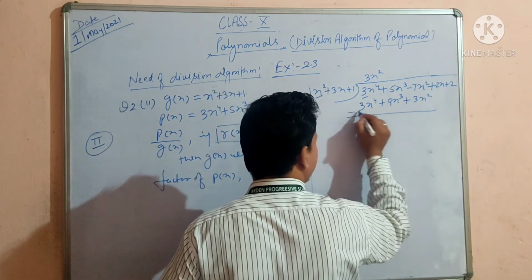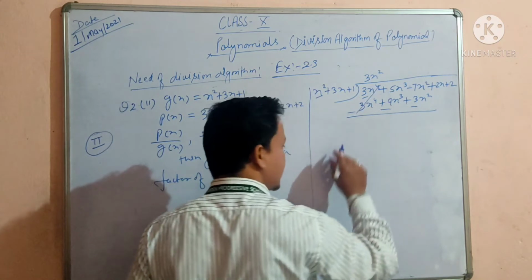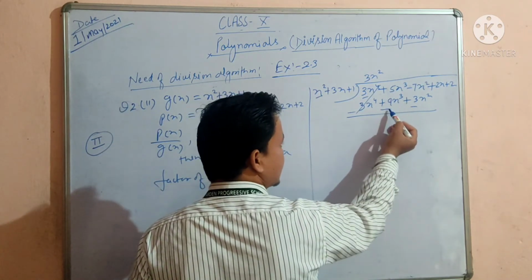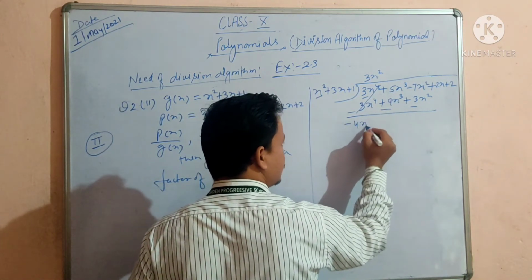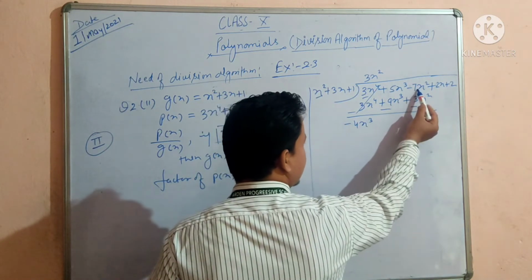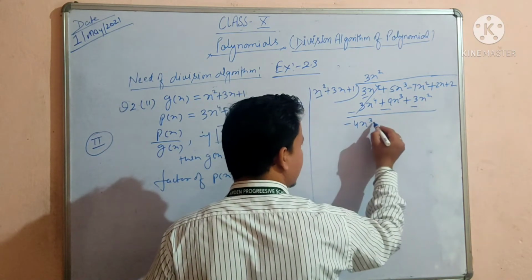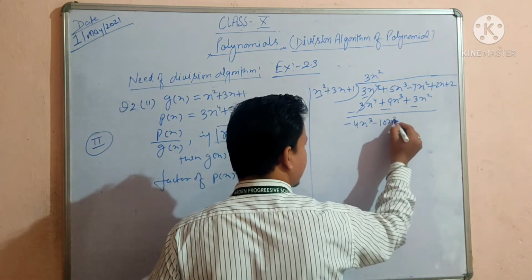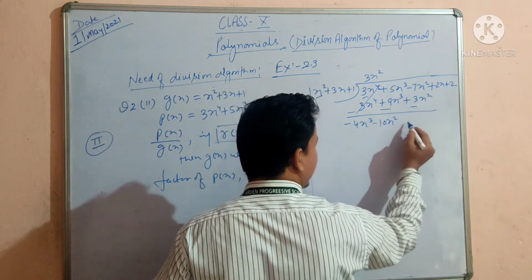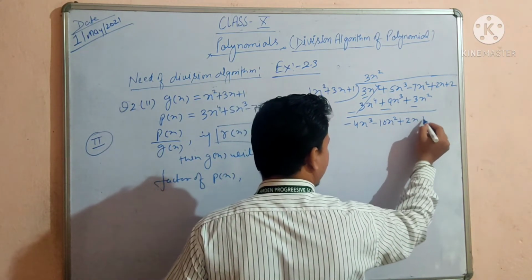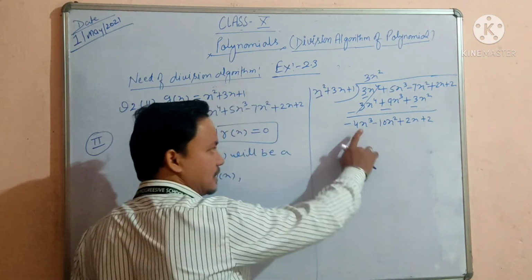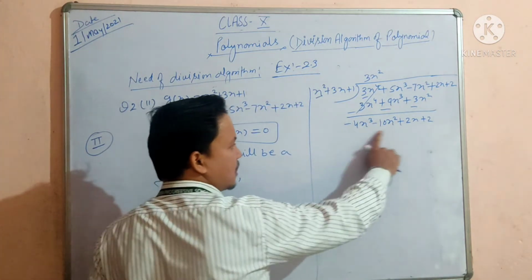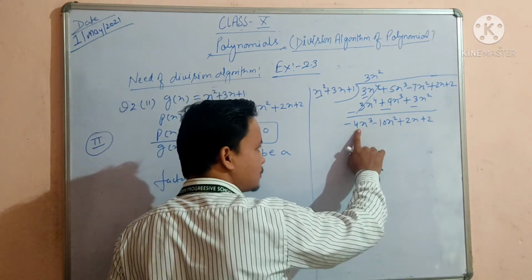Okay, on subtracting, 3x to the power 4 minus 3x to the power 4 will cancel out. 5x cube minus 9x cube is minus 4x cube. Minus 7x square minus 3x square means minus 10x square. Okay, plus 2x plus 2. Now see the first element of this cubic polynomial is minus 4x cube.